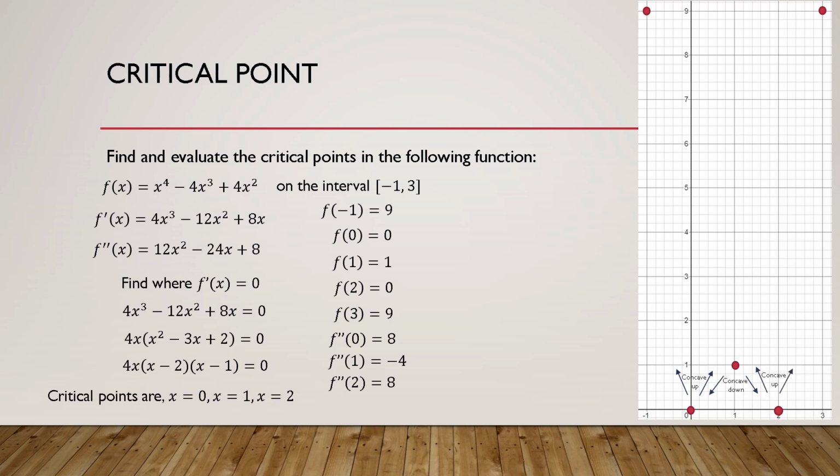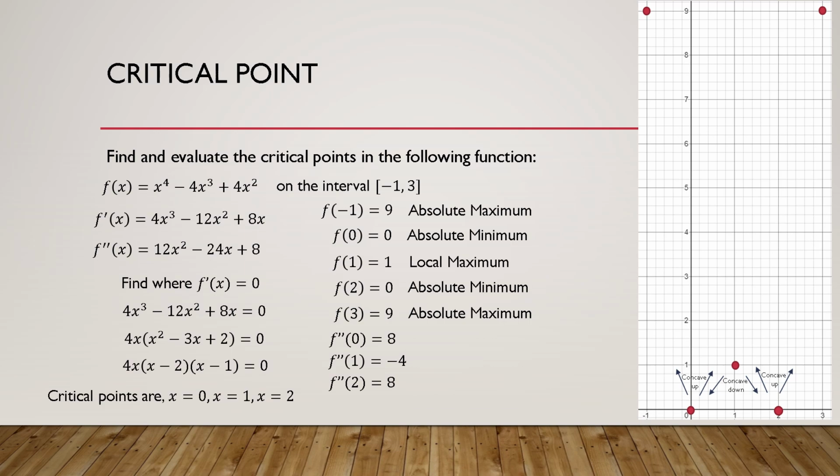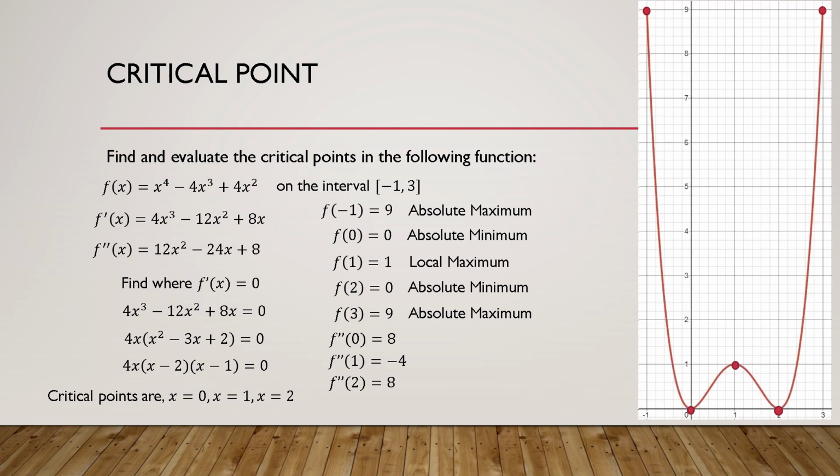Knowing this, we can conclude that the two endpoints are absolute maximums. The point (1, 1) is a local maximum, the point (0, 0) is an absolute minimum, and the point (2, 0) is also an absolute minimum. With this, we can now draw our graph with a fair degree of accuracy.